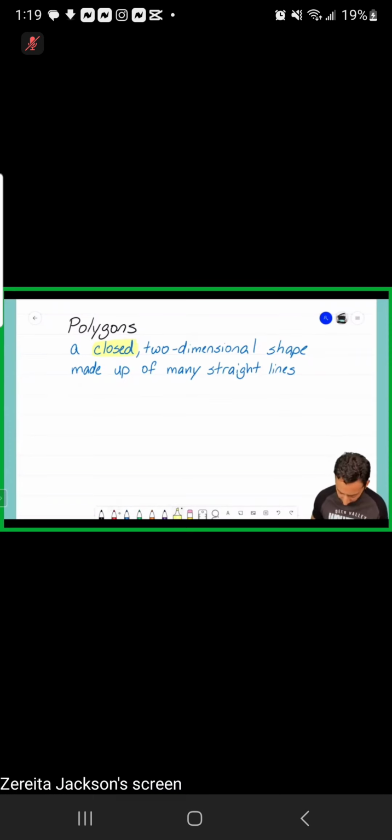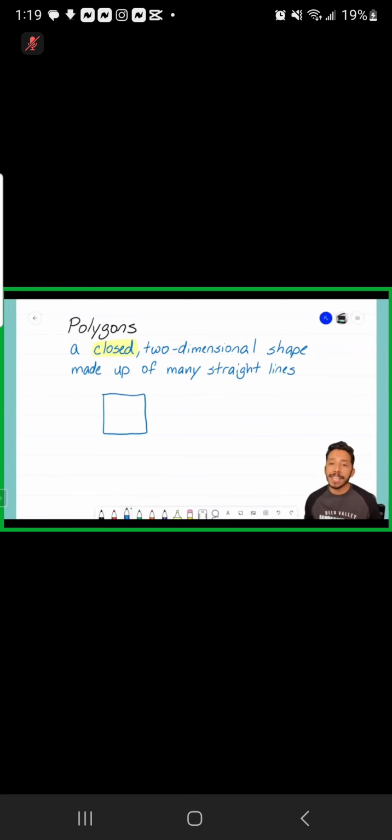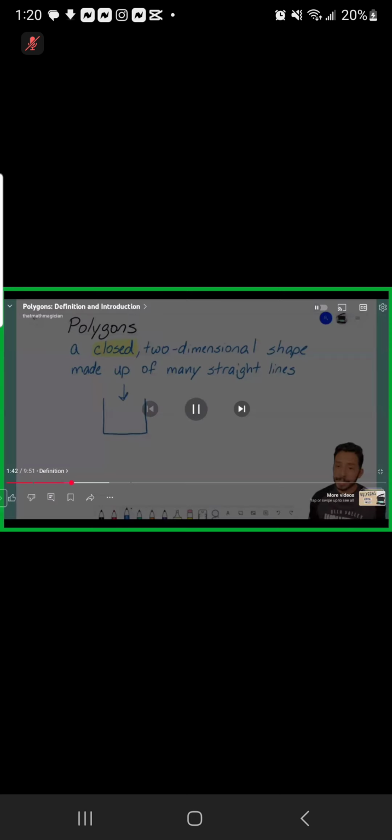A great example that I could show you is a square. A square has four sides. All four sides are connecting to each other, and there are no openings. An example of a non-polygon would be if I were to erase that top side. Notice that there is now an opening here. The left and right sides do not connect. And this opening here means that that figure is not a polygon.